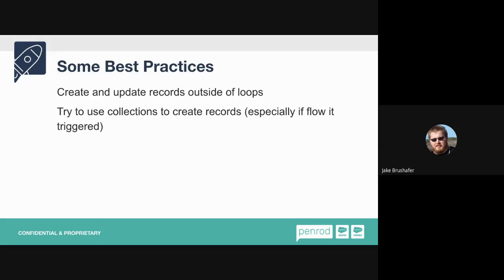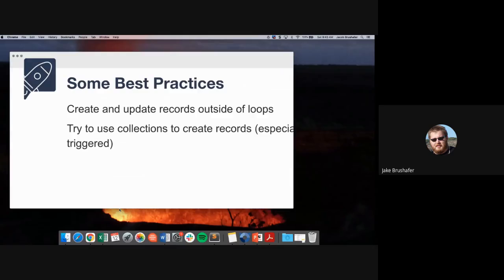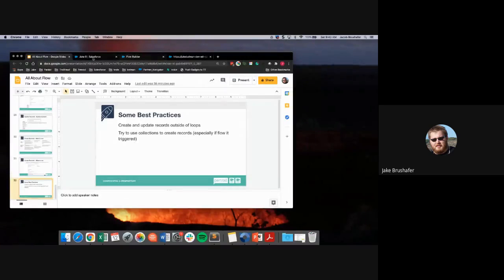So that's why we like to do all those updates outside of that loop, just because it's a little more concise and it's going to basically bulkify that flow. And I'll also try to use collections to create records, especially if it's a flow trigger. So just honing in my point there. So let's go back to our flow.